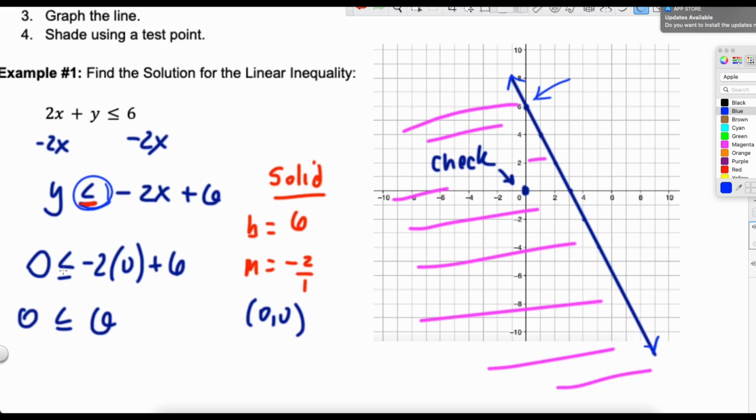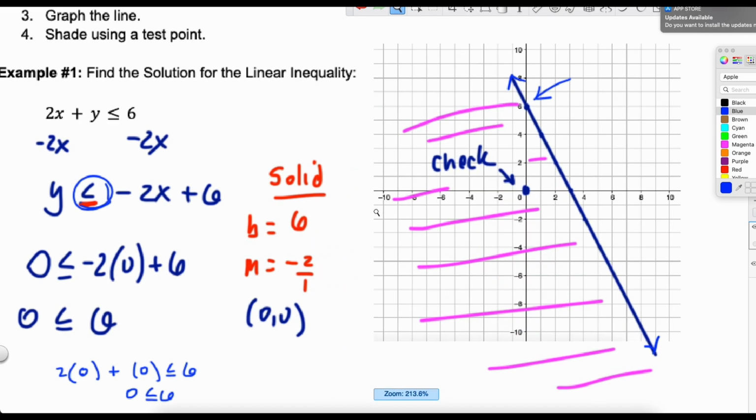I could put it into the slope-intercept form equation, but I also like to, and sometimes find this preferable, put it into the original equation. 2 times 0 plus 0 is less than or equal to 6. That's true, 0 is less than or equal to 6. So this was true, so we shade the region in which the test point worked. If this was not true, then we would do the opposite side. And that's it. Here's our shaded region.